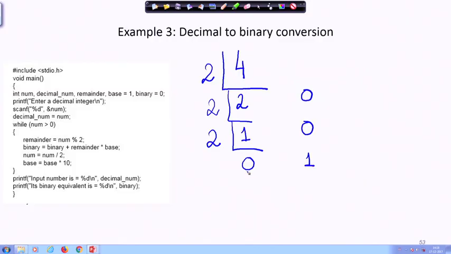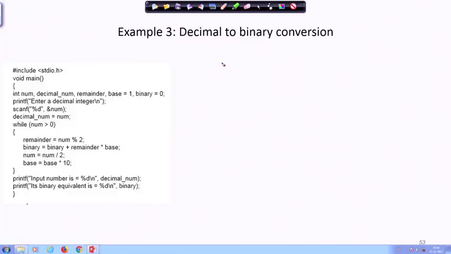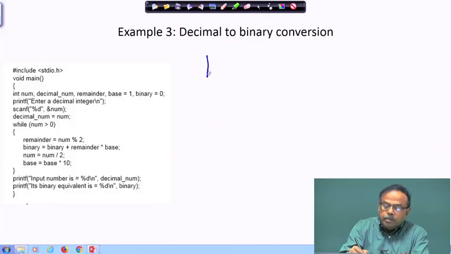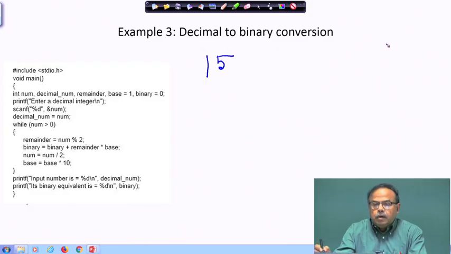So, I go on dividing till I get a quotient to be 0, and I have remembered all the remainders that I got. Now, I can get the binary if I read it in this direction. So, it is 1 0 0. All right. Let us take another example. Suppose I want to have the number 15. Now, what is the binary of 15?